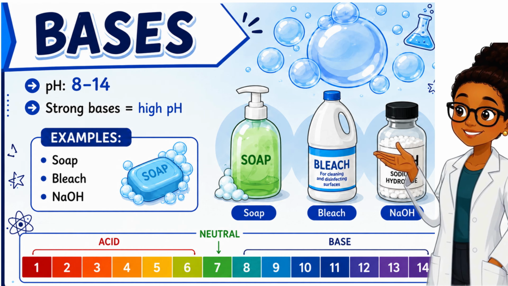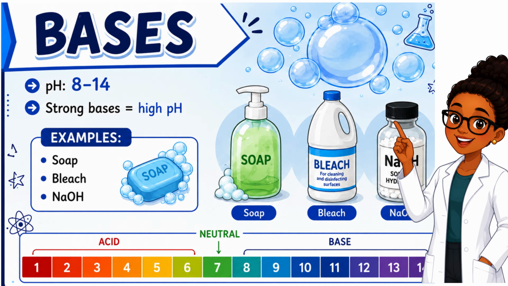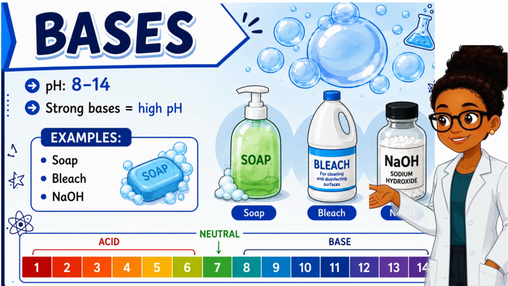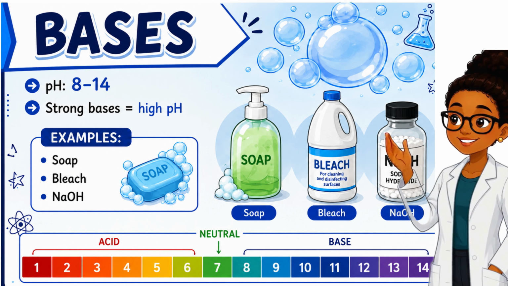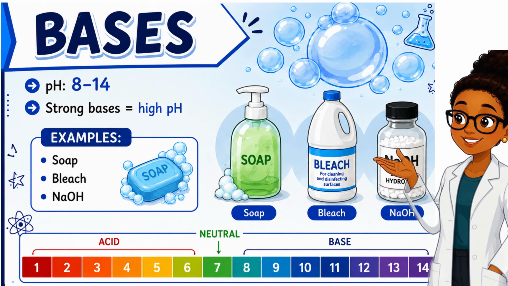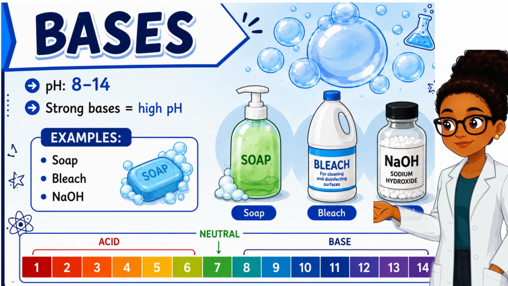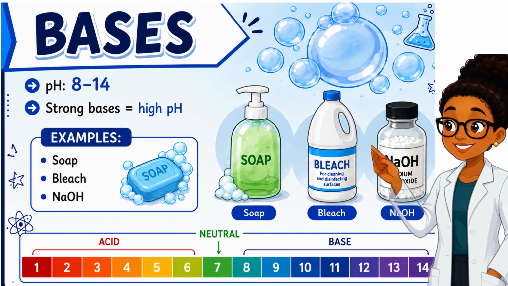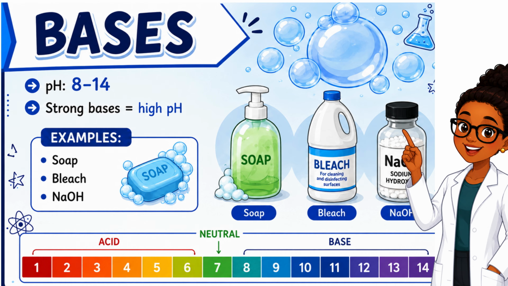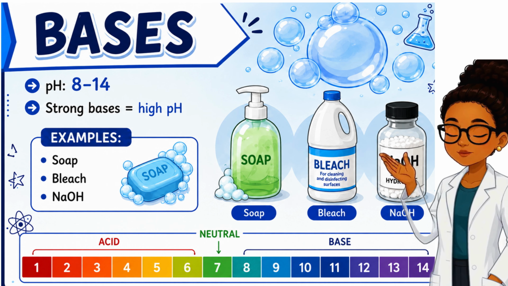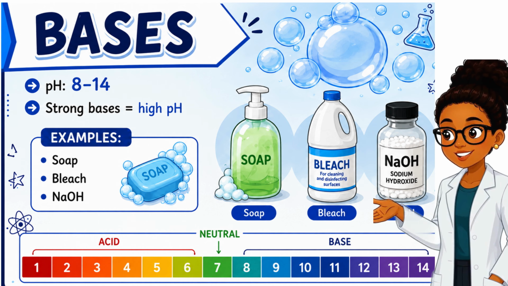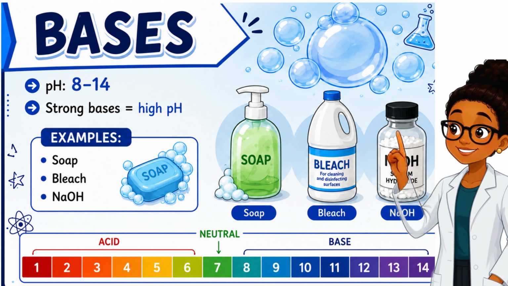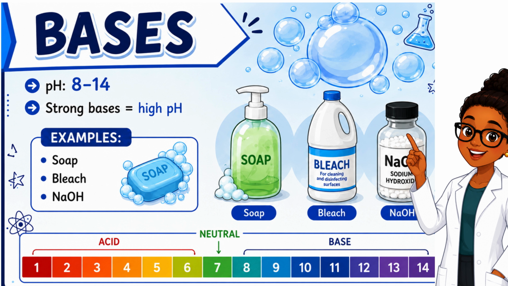Now let's move on to bases. Basic substances usually have a high pH value, a bitter taste, and a slippery feel like soap. Examples of bases found at home include soap, toothpaste, and some cleaning products. With indicators, the opposite happens in a base. Red litmus paper changes blue in a base. Blue litmus paper stays blue in a base. A simple way to remember this is red equals acid, blue equals base.